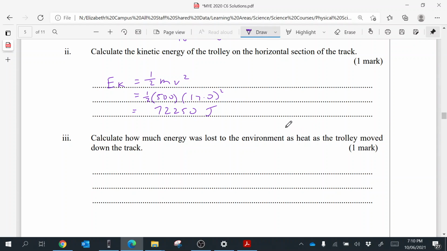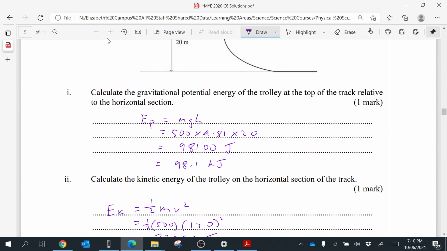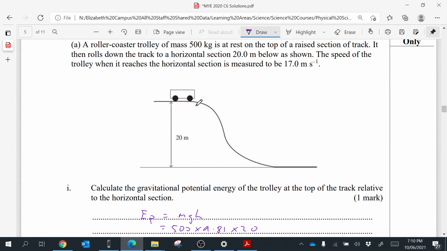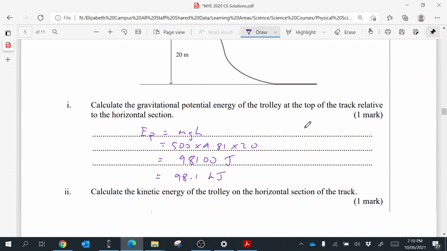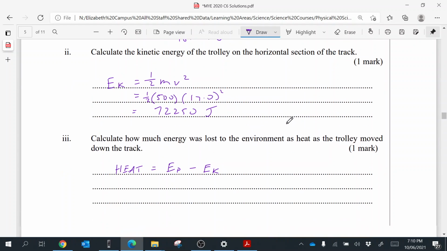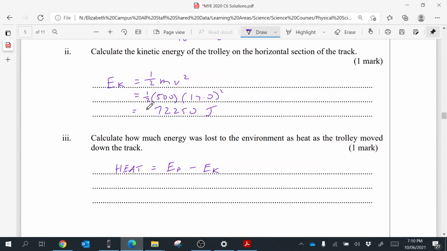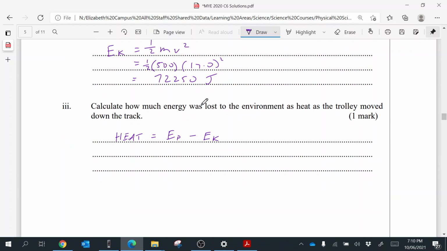track. Okay, so we'll say heat is equal to EP minus EK. What's going on here is we have potential energy, and if there's no friction, if there's no energy lost, all of this potential energy would be transferred into kinetic energy down the bottom here. But because it's less, there's some energy lost to heat. So it's transferred into heat and probably sound.